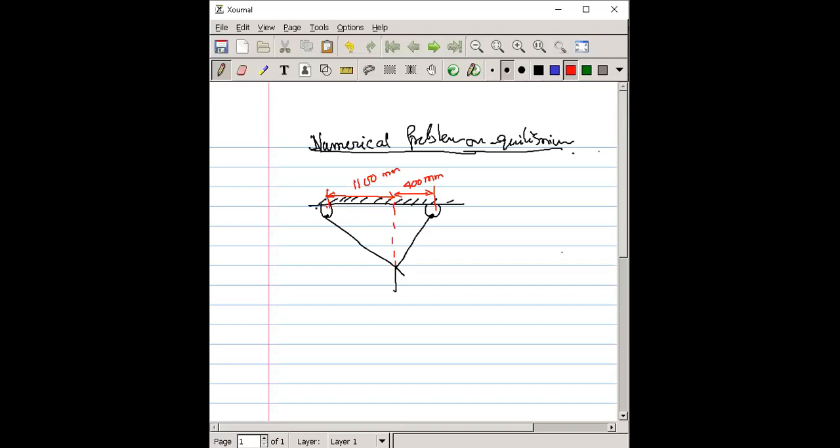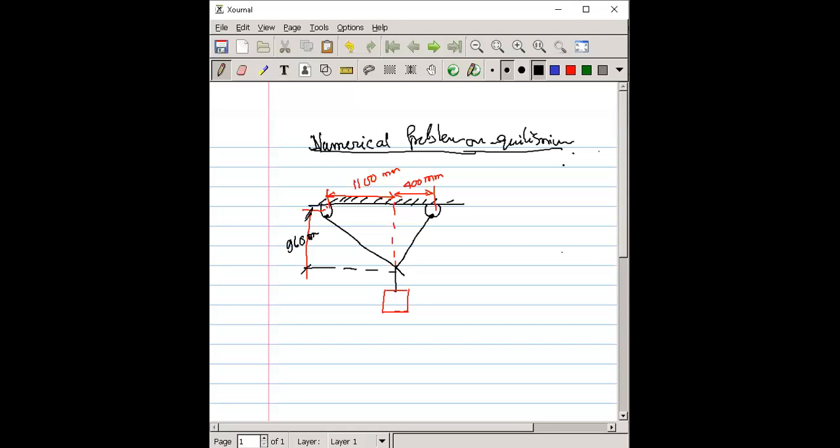and try to get the concept only. Okay, get the concept so that you can solve easily in exam. And then take this distance as 960 mm. So now the problem is, I think you can understand easily.